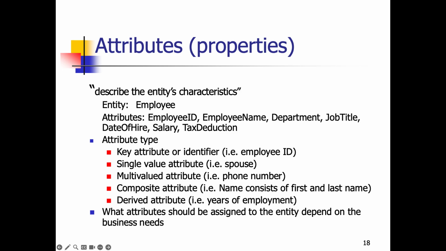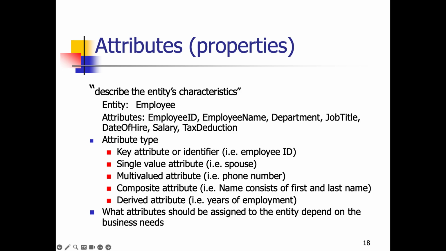Can you give me another example of a composite? Address, exactly. A full address can include a street number, apartment number, and different parts. So this is also another great example of a composite attribute.